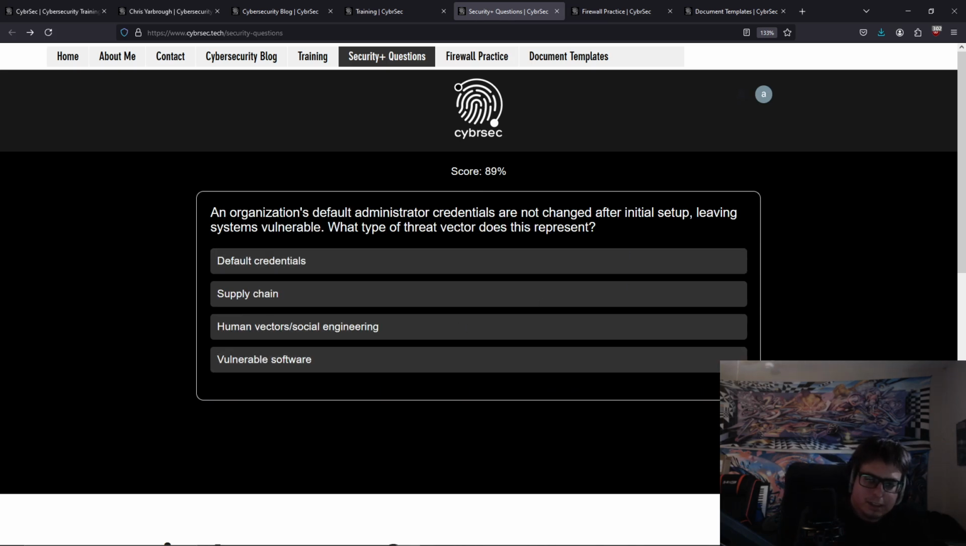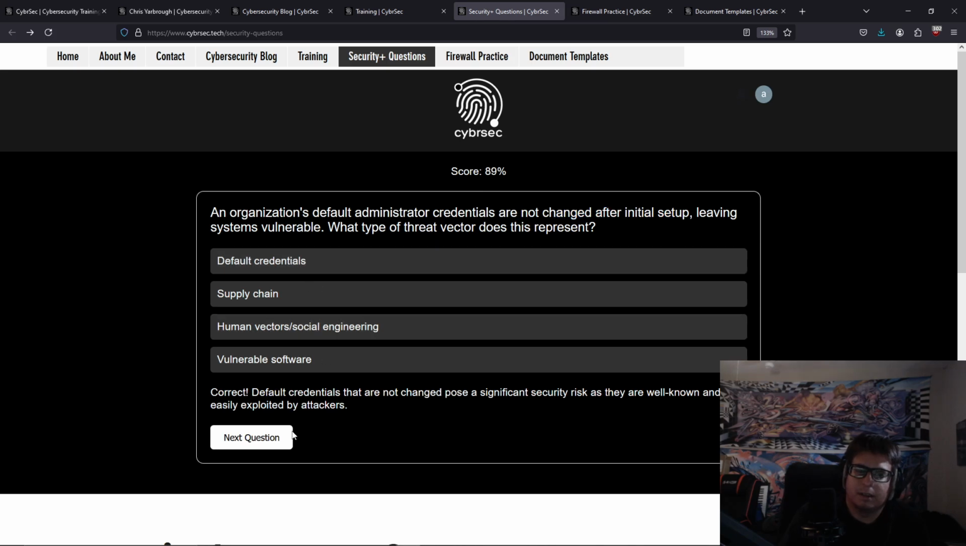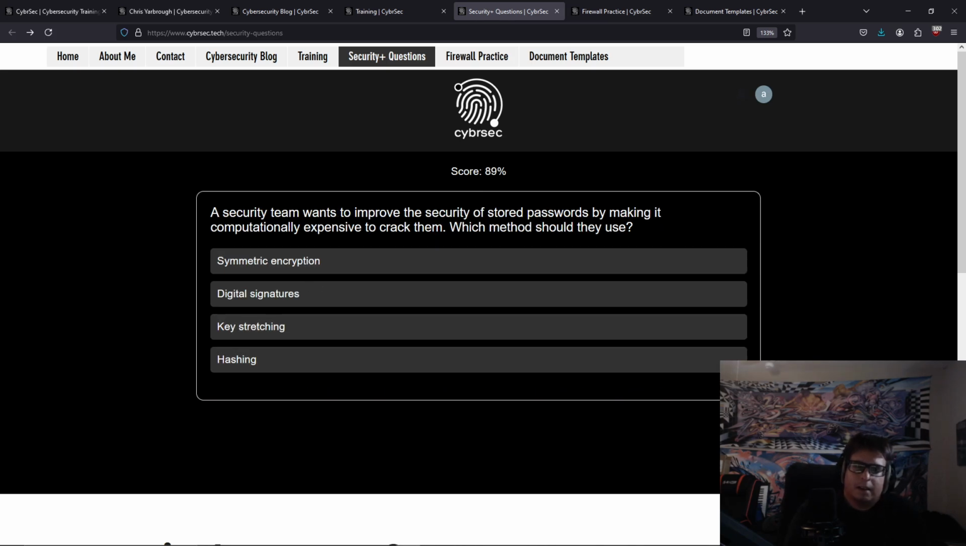An organization's default admin creds are not changed after initial setup, leaving systems vulnerable. What type of threat vector does this represent? So not changed after initial setup is the default creds. Correct. A security team wants to improve the security of stored passwords by making it computationally expensive to crack them. Which method should they use?